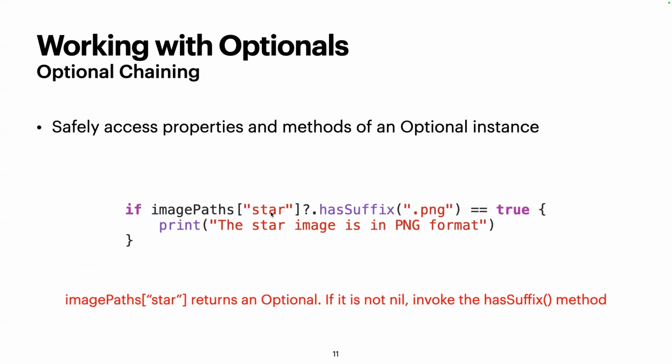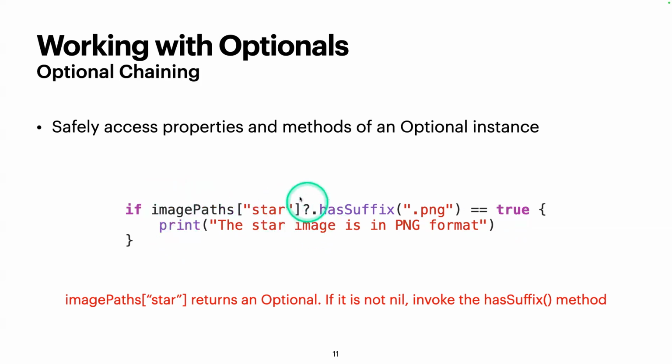So for example, in a real life dictionary, the key value pair analogy is that the key is the word itself and the value is its respective definition. So within here, I'm passing the key star into image paths, and I'm expecting some optional value that I'm getting out of it. So on this return value, I also can use this has suffix method. I'm assuming this returns an optional string of some sort, and I'm checking to see if this string has a suffix .png. And if that's true, I'll print out this print statement.